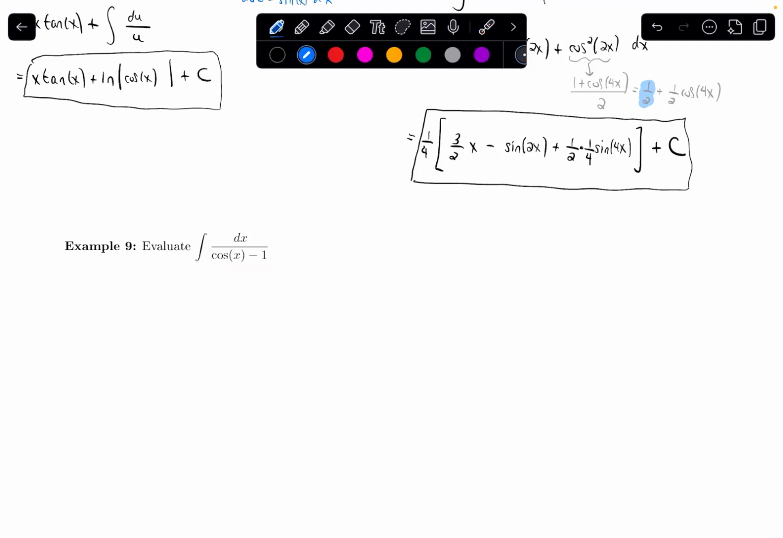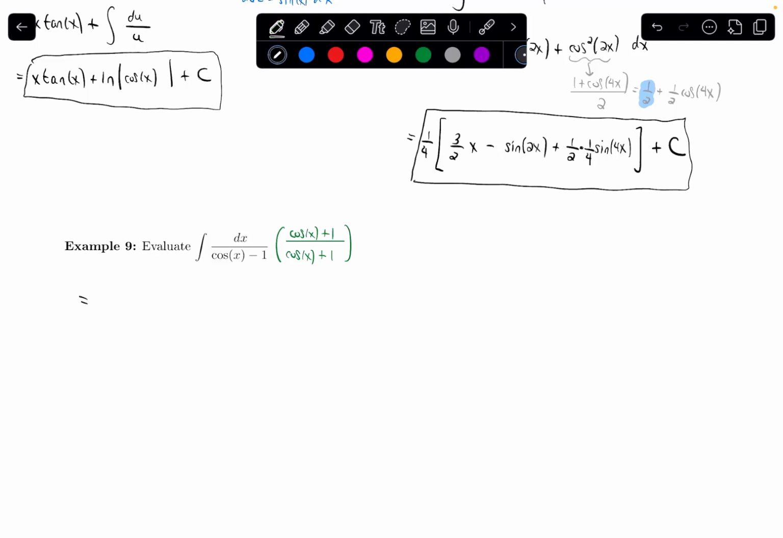Okay, so I'm going to get us started here before I give you a chance to pause it and try it. It turns out when you have something like a cosine x minus 1 or a sine x minus 1, one technique we can try is multiplying by the conjugate on the top and on the bottom. With the conjugate, you keep this thing as it is, and you change this sign from a minus to a plus. So I'll get cosine of x plus 1, and you get cosine of x plus 1. And we'll see why this is useful after we multiply it out.